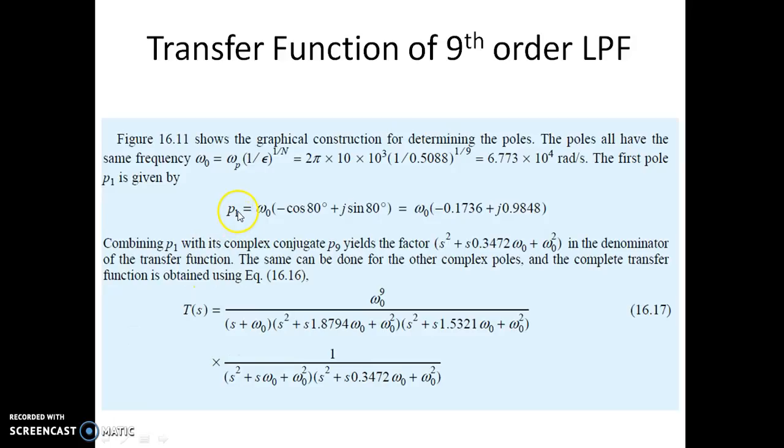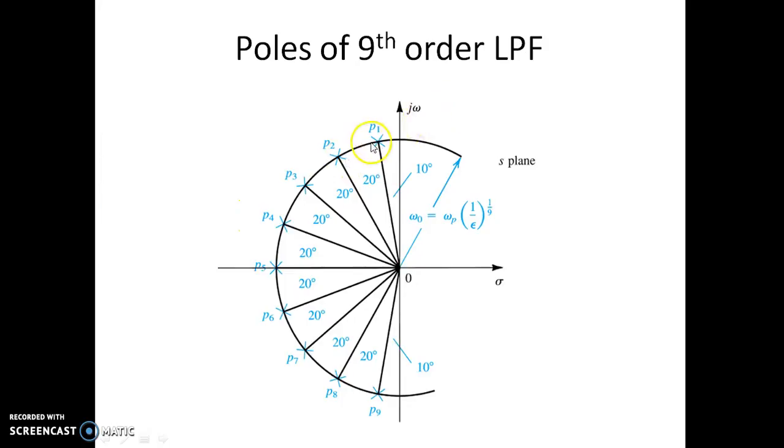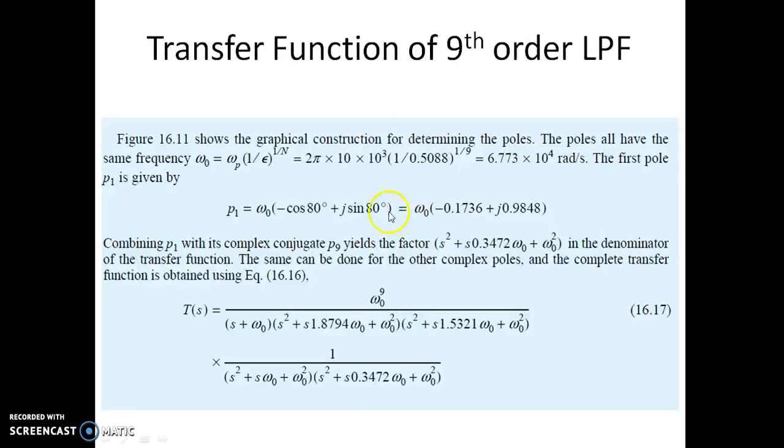So how do we estimate the pole position of P1? The radius happens to be omega naught. Since we know omega p, the value of epsilon, and the value of n, we can find the radius. Once we know the radius, we can find the position on the real axis and on the imaginary axis. Since the angle from this reference is 80 degrees, we can find the real value and imaginary value using this equation.